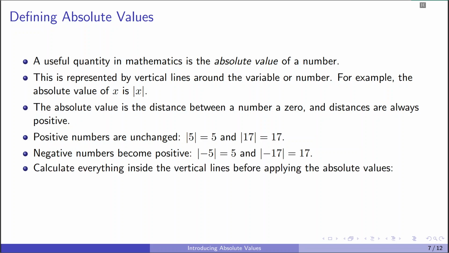Now, when you have more complicated things inside those bars, you calculate everything inside before applying the absolute value. So the correct way to calculate the absolute value of 2 minus 7: 2 minus 7 is -5. We do that first. The absolute value of -5 is +5. A common trap that you do not want to fall into is to take the absolute value of -7 to make that positive and end up with 9. This is not the case. You do not apply the absolute value first. You do it last.